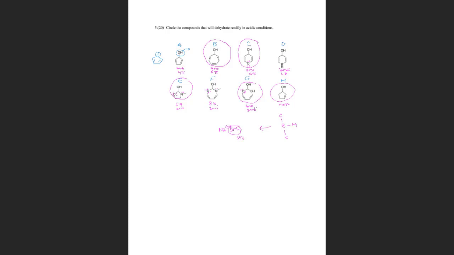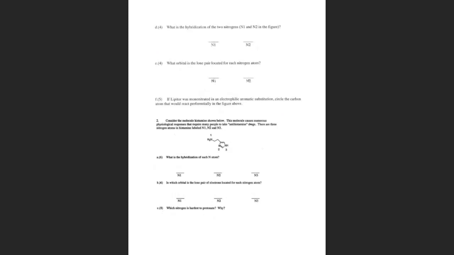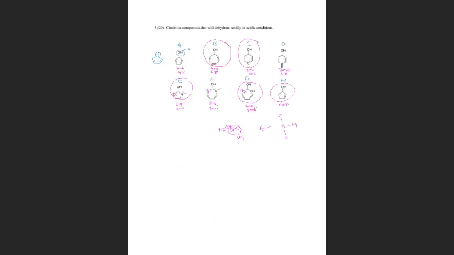So for example, A, D, and F, those will all become anti-aromatic if they were to dehydrate. So the molecule would not dehydrate because it wouldn't want to. G is aromatic and not anti. No, sorry, G is aromatic. Yeah, you're right. I don't know why I wrote anti. It is aromatic.